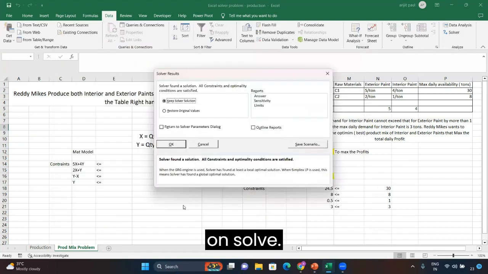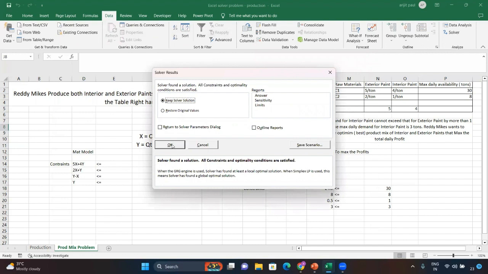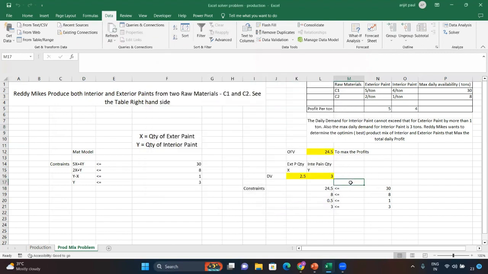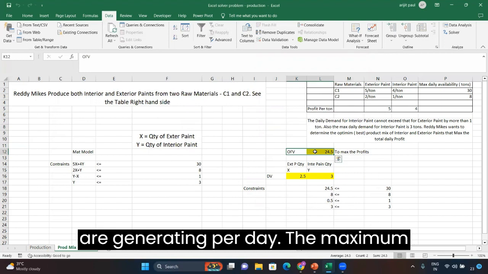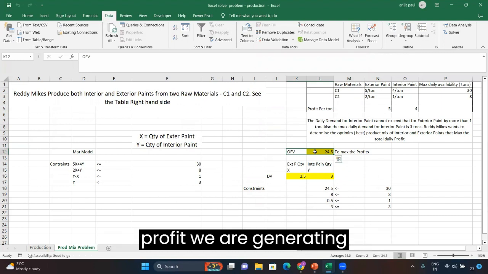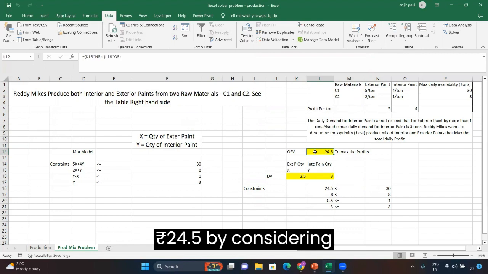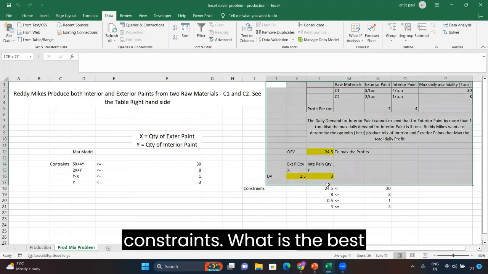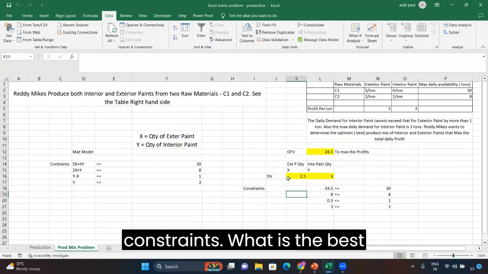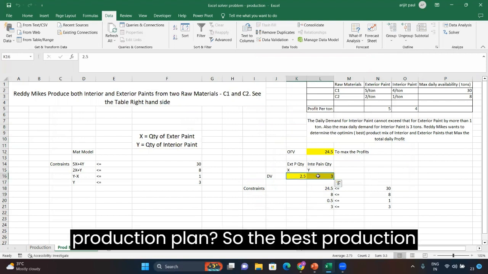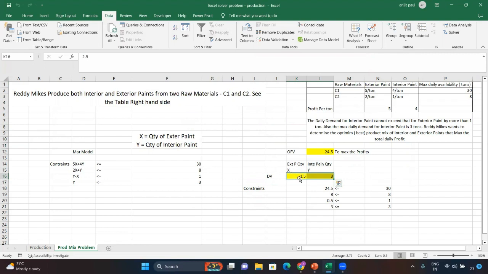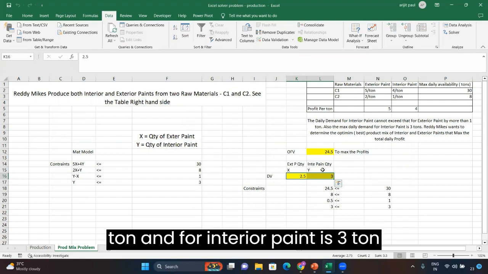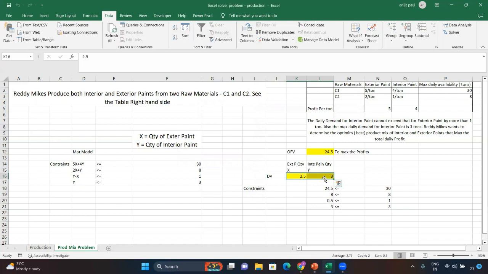Now click on Solve. Now see what is the maximum profit that we are generating per day. The maximum profit we are generating is 24.5 rupees, considering all these input parameters and the constraints. What is the best production plan? The best production plan for exterior paint is 2.5 tons and for interior paint is 3 tons.